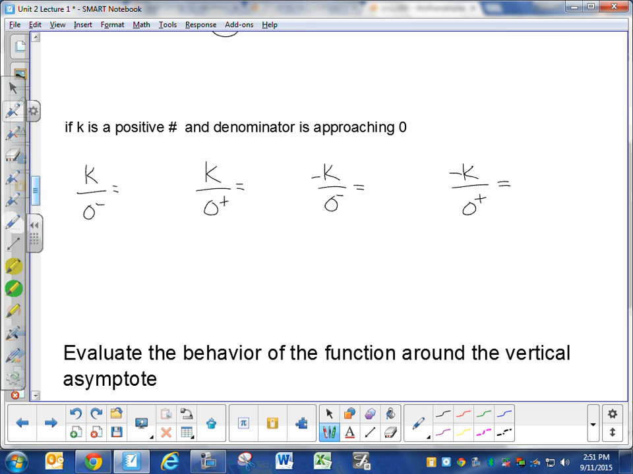So I'm going to say if k is a positive number and our denominator is approaching 0, so it's infinitely small. Now, it could be infinitely small and negative. It could be infinitely small and positive. So remember, this is like negative 0.0001. This is like positive 0.0001. Well, if this is a positive value, could be anything, divided by something infinitely small and negative, it's going to be something infinitely big and negative. Positive divided by something infinitely small and positive, infinitely big and positive.